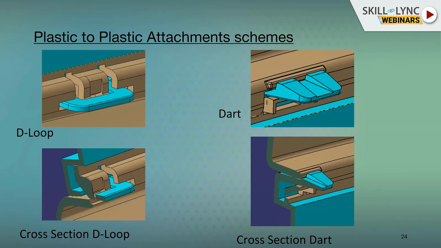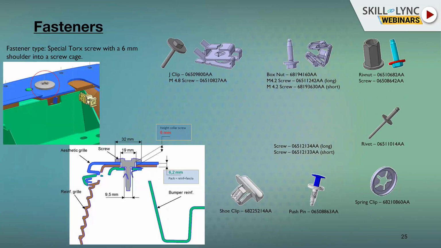On the left side, there's a D-loop which is used to attach two components together. The blue one is the upper fascia, whereas the brown one is the lower fascia, and those two parts come together using an attachment feature called a D-loop. Similarly, there's another type of feature called a dart, which is used to attach similar components but in a different way. The choice of attachment varies with the location and the materials of the plastic.